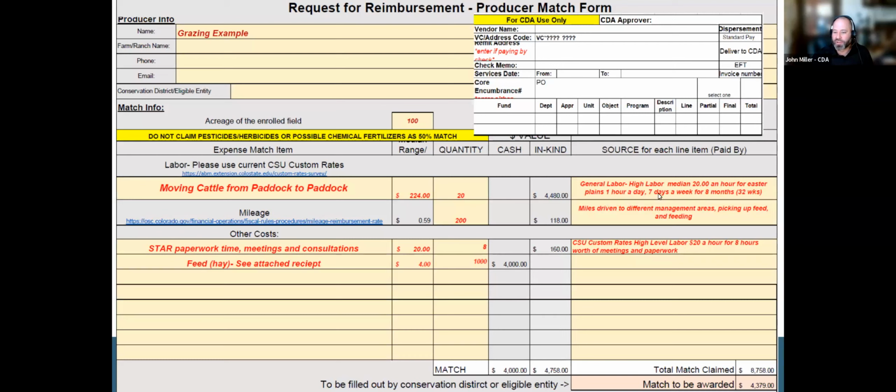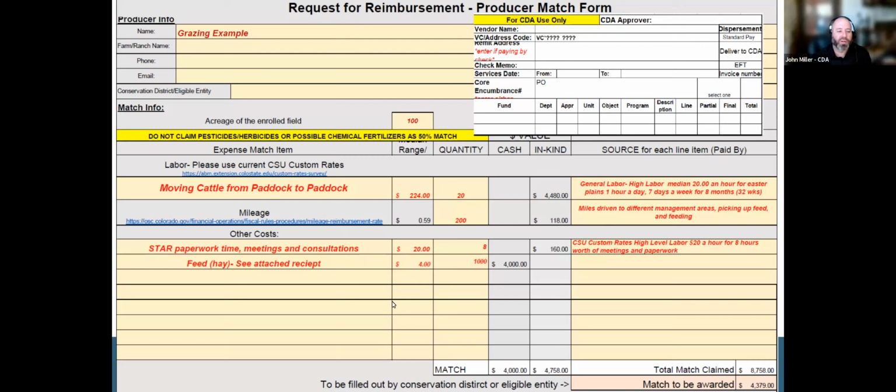But for the time it took this person to move, 1 hour a day, to move their animals from paddock to paddock for every day of the week for 8 months, they're asking for $4,480 in reimbursement. They had some mileage, miles driven to different management areas and for picking up feed and for feeding, for $118 they're submitting there.